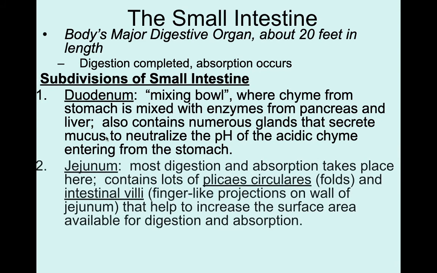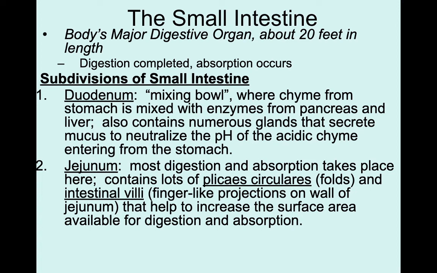We also have the jejunum. This is where most of the digestion and absorption takes place. In the jejunum, we're going to see that the inside is very textured. It's not smooth, because it has lots of folds called plicae circulares and lots of intestinal villi, which are finger-like projections on the walls of the jejunum. These folds, the plicae circulares and the intestinal villi, help to increase the surface area available for digestion and absorption.